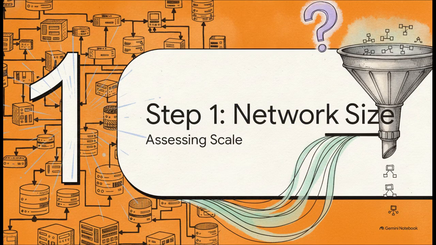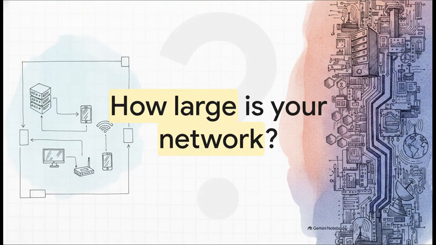Let's start with Step 1, assessing network size. The very first filter in our diagnostic checklist is pure scale, which immediately narrows down our options and, frankly, saves us a massive amount of guesswork. You just have to honestly ask yourself, how large is your network really? Are you managing a tiny branch office with only a handful of connections? Or are you responsible for a massive service provider backbone routing millions of packets a second?